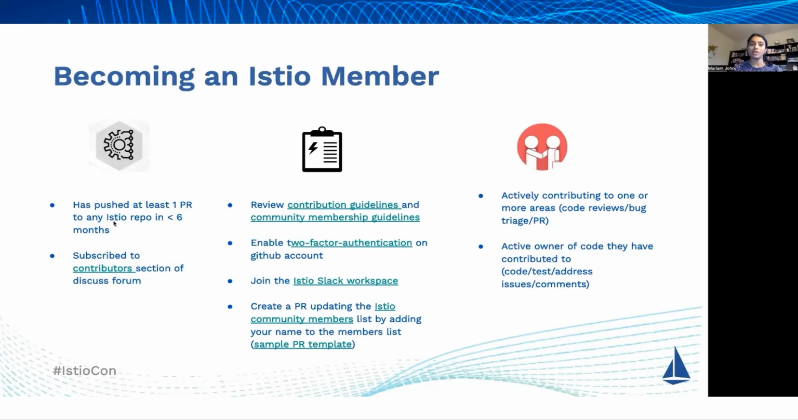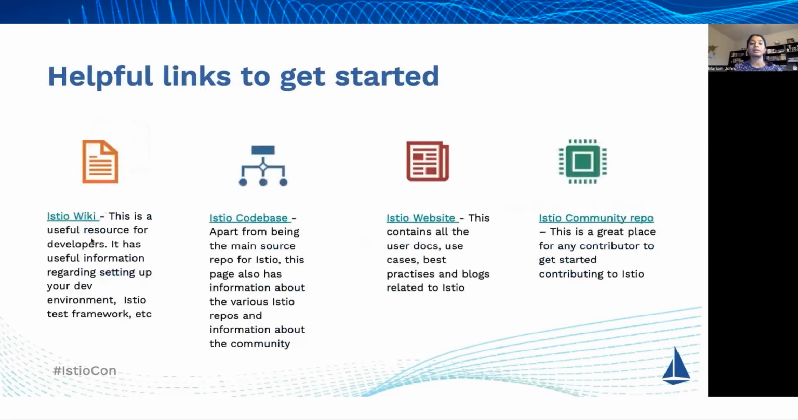Once you've done that, you need to create a PR updating the members.yaml file in the Istio repo by adding your name to this file. I have linked a sample PR that lists all the checklist items that need to be met. Here, I've listed a few important links to help you get started and get more information about all the topics we have discussed so far.